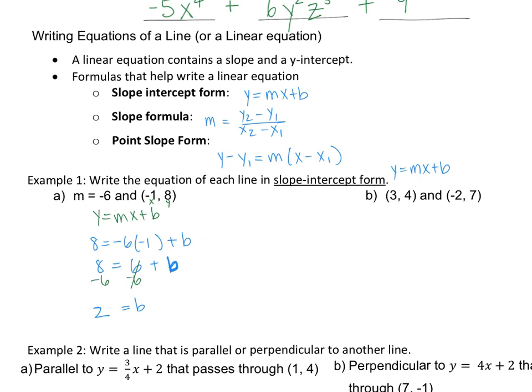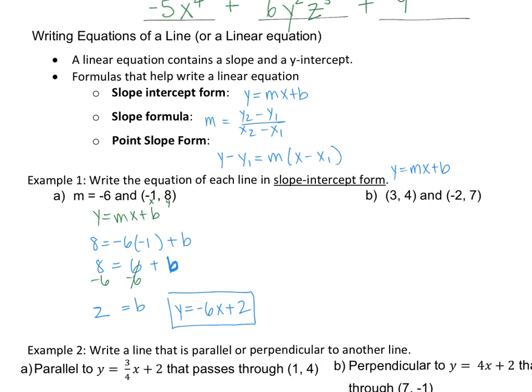Yeah, positive 2. So in this case, if I have my b now and I have my slope, I can plug everything into the slope-intercept form. So I can write this as y equals -6, my slope, plus 2, my y-intercept. And there we have our slope-intercept form, or our linear equation. Okay, so now let's try another one here.